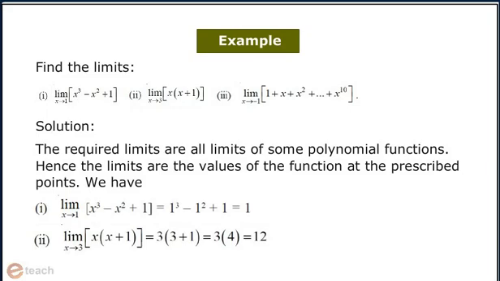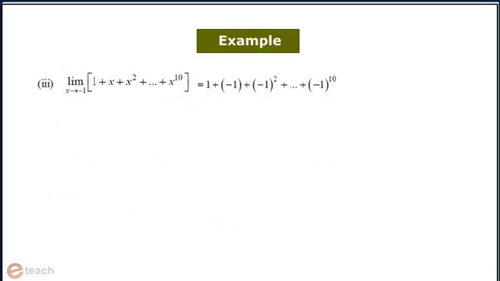Number 2. Limit x tending to 3, x into x plus 1 equals 3 into 3 plus 1, that is equal to 3 into 4, which is equal to 12. Number 3. Limit x tending to minus 1, 1 plus x square up to x raised to the power 10. Putting the value of x as minus 1 and then simplifying the equation, we get the final answer as 1.